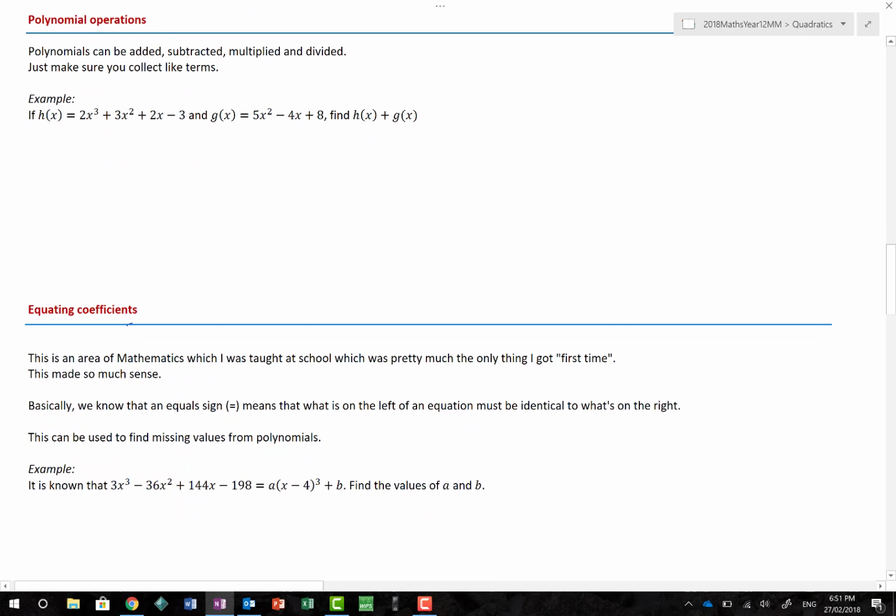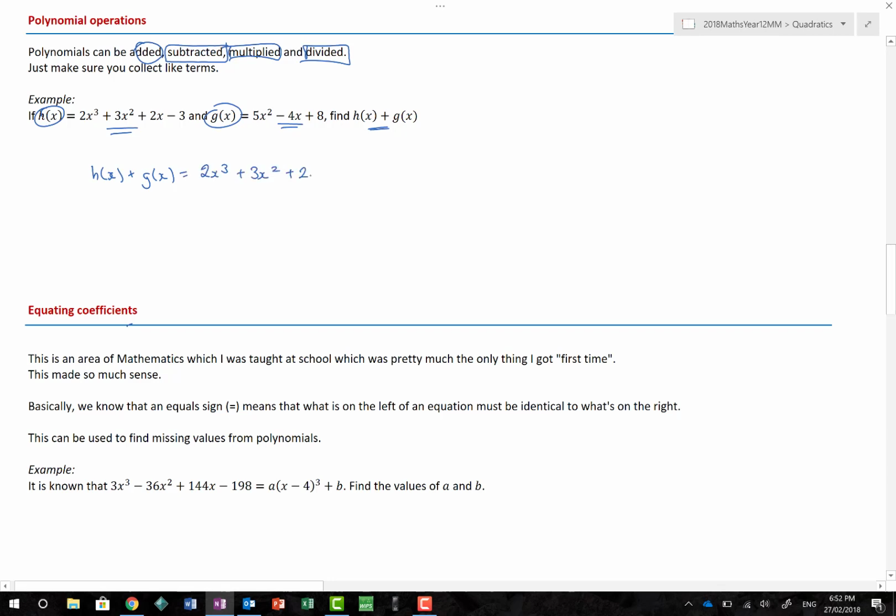Now, polynomial operations are just awesome. Remember, a polynomial is just a collection of x squareds, x cubeds, x to the power of 4s, x to the power of 5s. And so in the same way, we can add polynomials, we can subtract, we can multiply, and we can divide. Or as I've written there, divided. That makes no sense. All right? So for example, if we're given that a function, let's call it h of x, is that, and a different function called g of x is that, and it wants us to find h of x plus g of x, all you do is literally that. All right, so h of x plus g of x is equal to 2x cubed plus 3x squared plus 2x minus 3. I'm going to put this in brackets and explain a little bit more why in a moment.